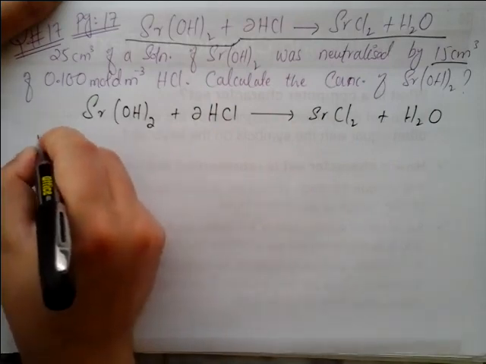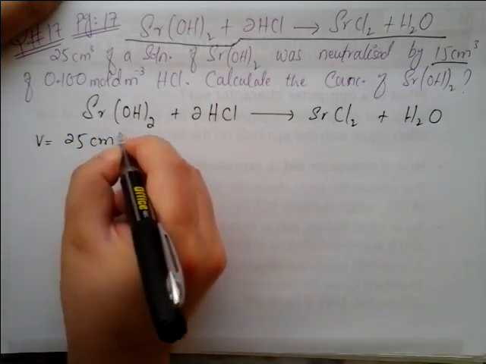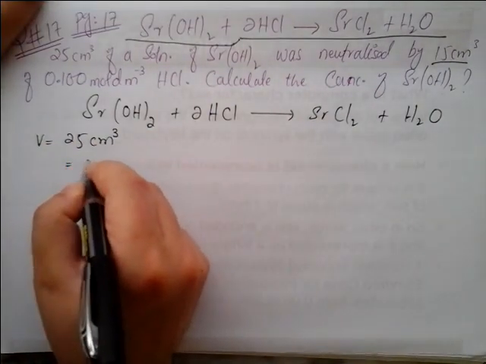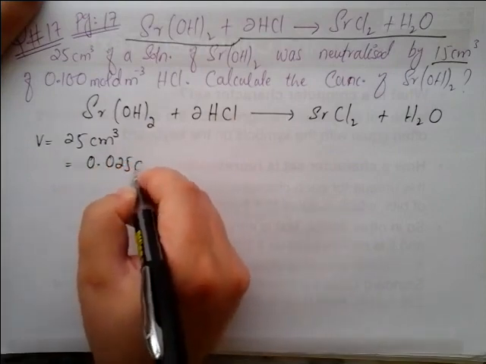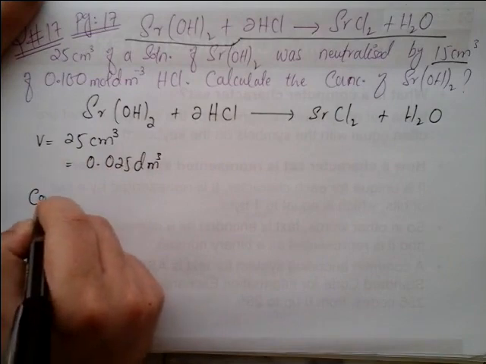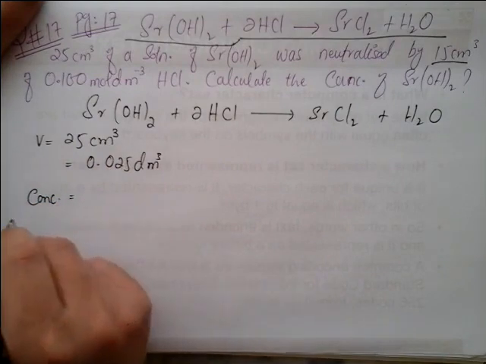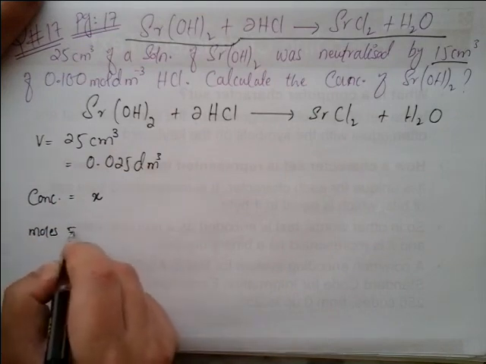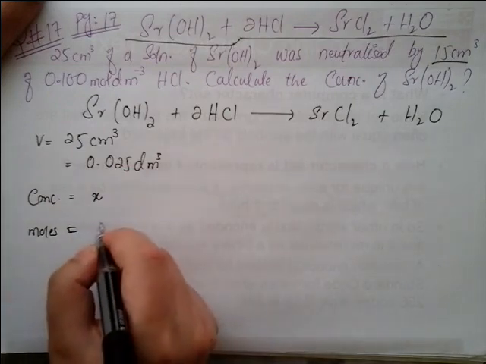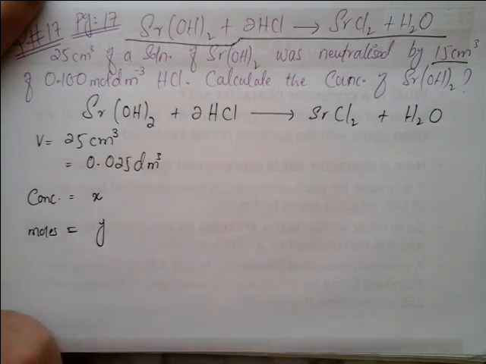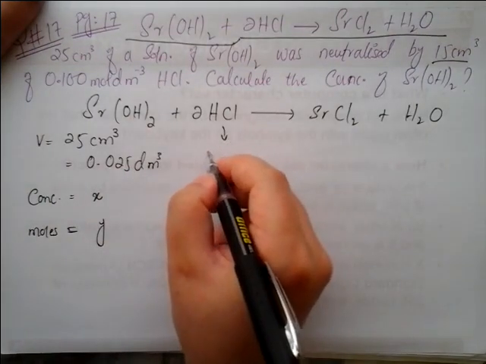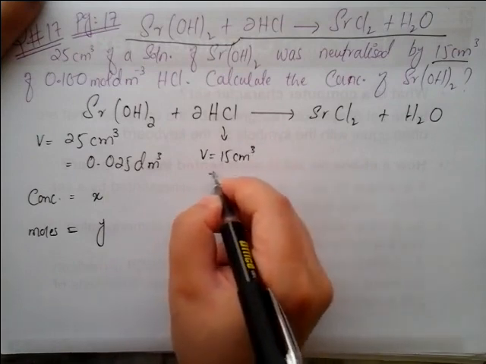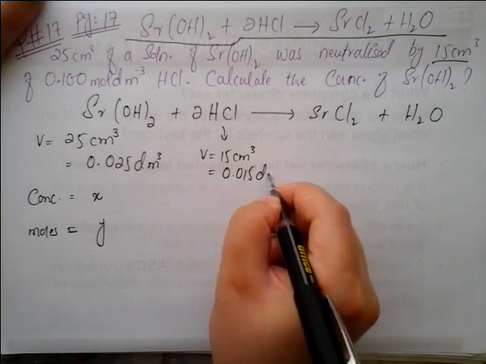Here only the volume is given, that is 25 centimeter cube. If we convert 25 into decimeter cube, we will get 0.025 decimeter cube. But here the concentration is not given. They ask about the concentration of strontium hydroxide, so we will put it as X. We also don't know the moles, because for calculating concentration we have to find the moles, so I will put the value as Y. For hydrochloric acid the volume is 15 centimeter cube, which converts to 0.015 decimeter cube.